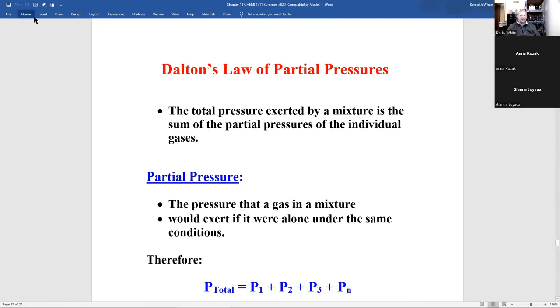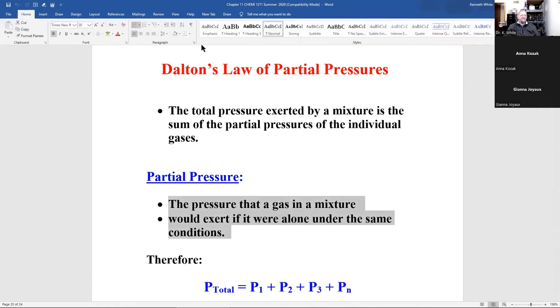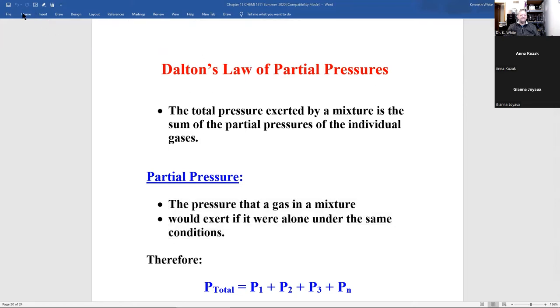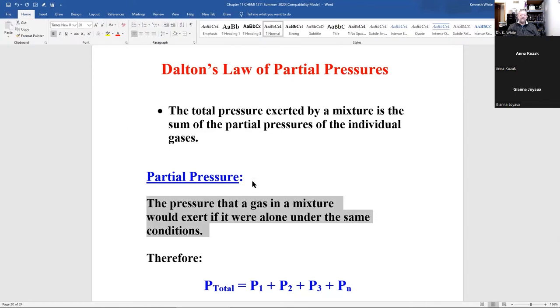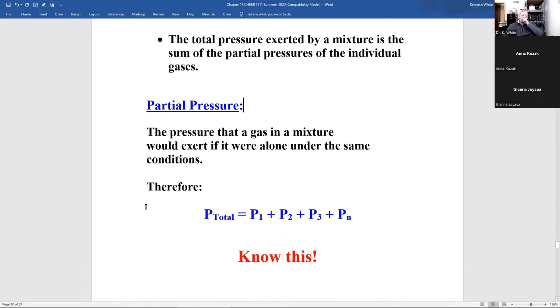What's a partial pressure? That's the pressure that a gas in a mixture would exert if it were alone under the same conditions. So Dalton's law of partial pressures says the total pressure, P total, is the sum of all partial pressures, where n means if you have four, this would be partial pressure four.